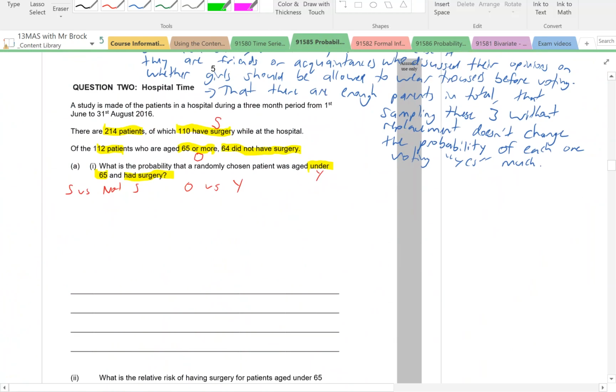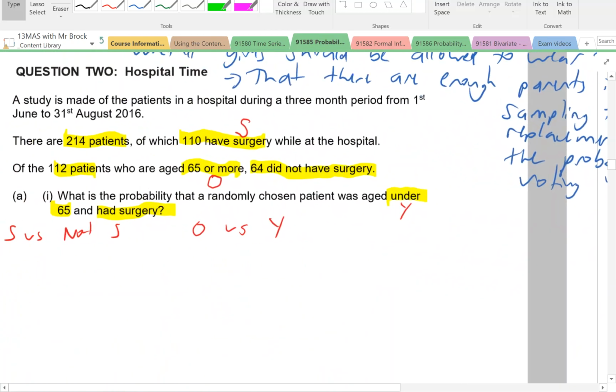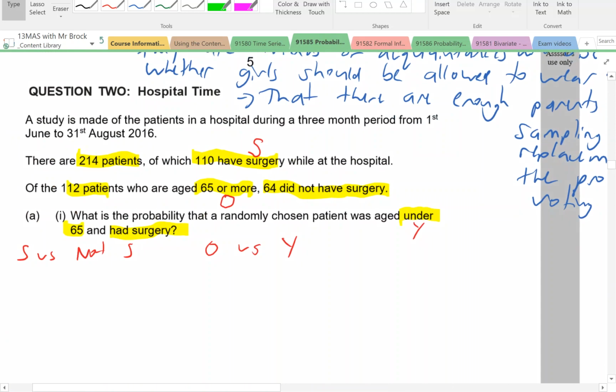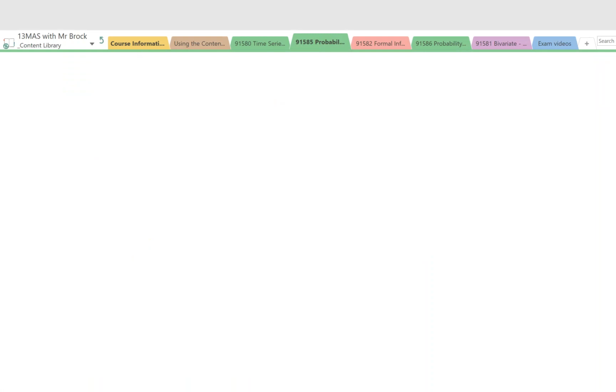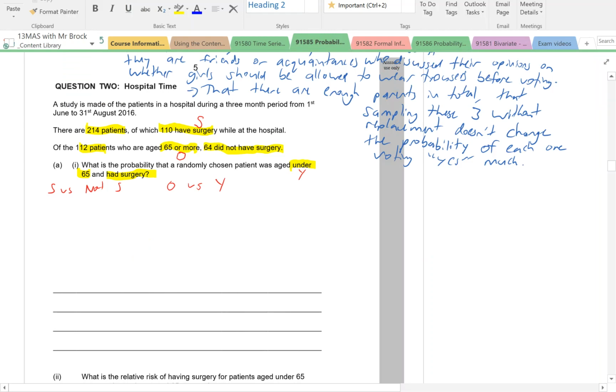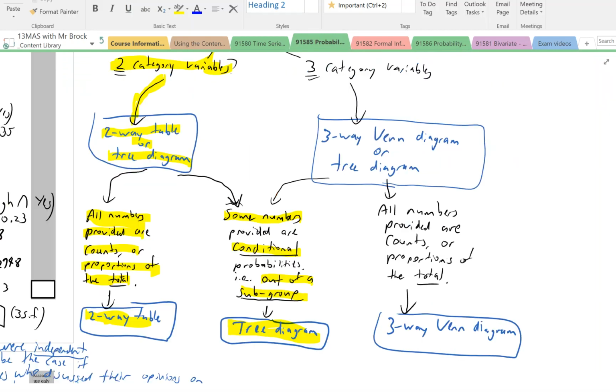Okay, so let's have a look. Now, in this question, are any of these conditional probabilities? Well, no. In fact, they're not even probabilities. They're all just counts. 214 patients, 110 have surgery, 112 age 65 or more. So they're all counts. Therefore, we can use a two-way table.